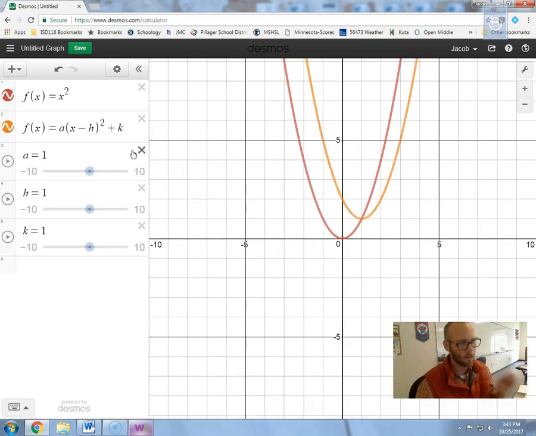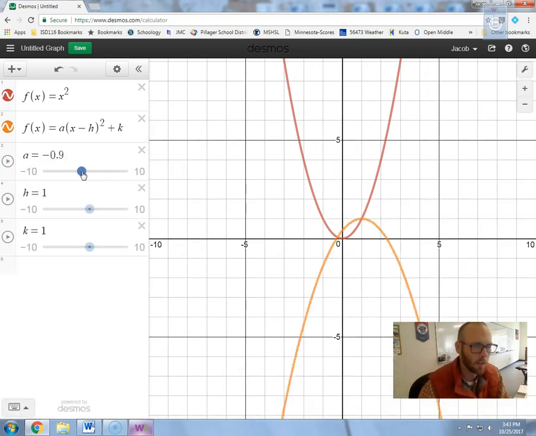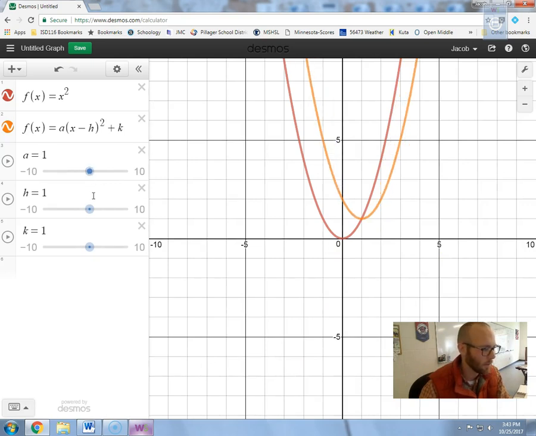Okay, and I've got sliders for all of them. So now let's do multiple things. Let me put a back at 1, so it's just multiplied by 1, and let's put h and k at 0. We have our parent function.